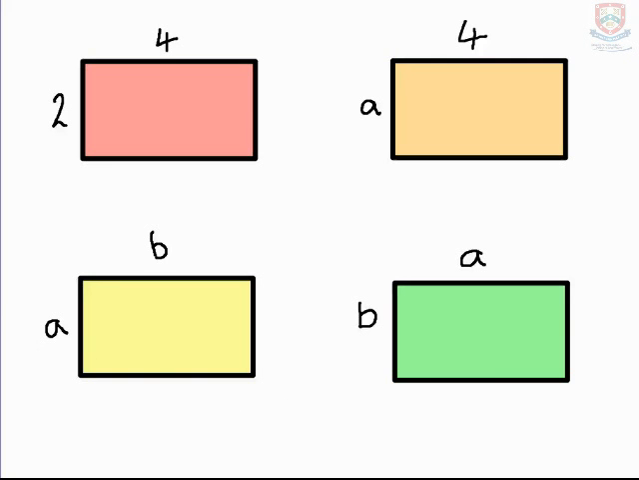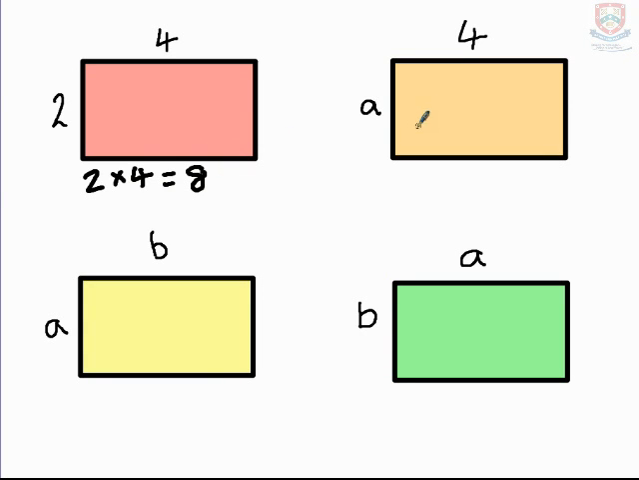Now when you're trying to find the area of a rectangle, we know that you multiply the height by the width. So for my red rectangle up here, I could find the area by doing 2 multiplied by 4, which gives me an area of 8. There are no units, but the number is correct.